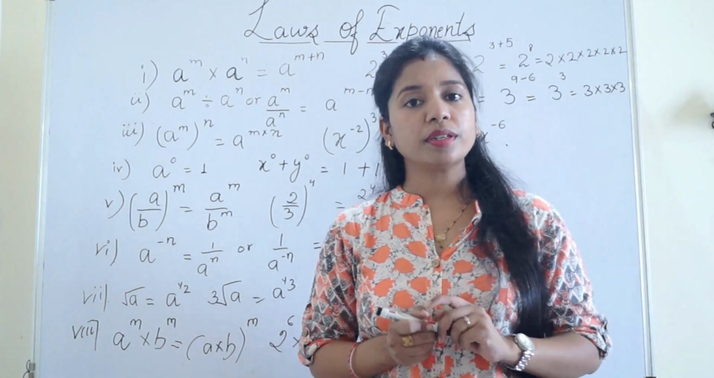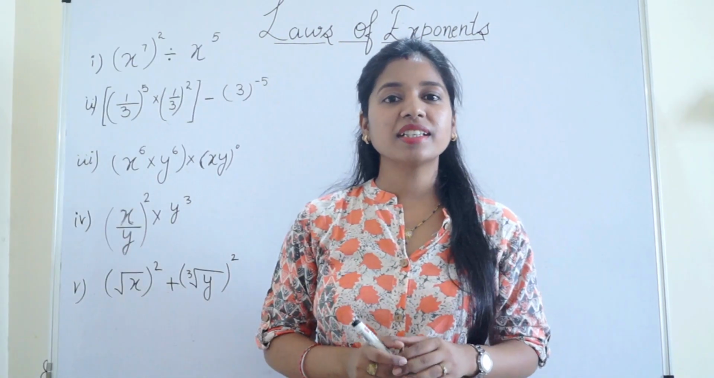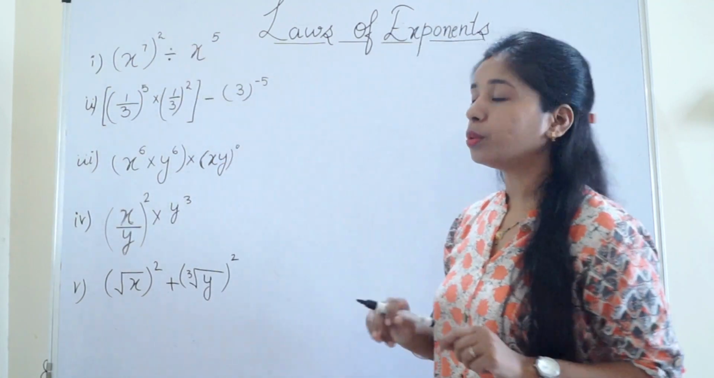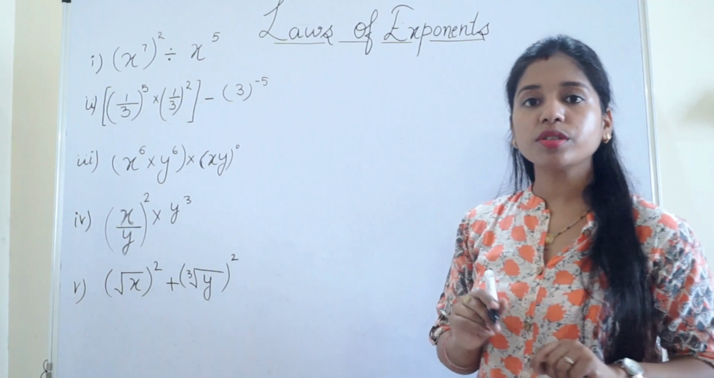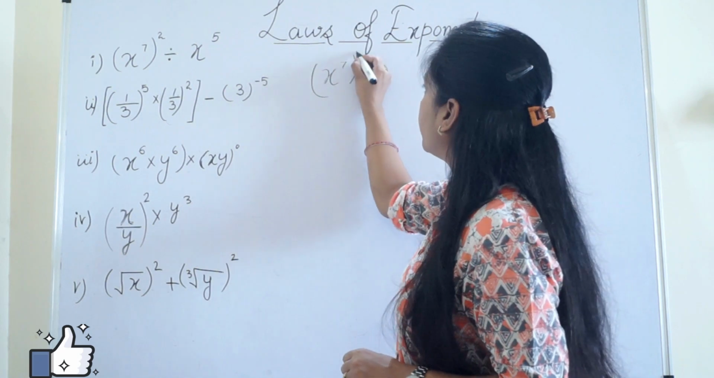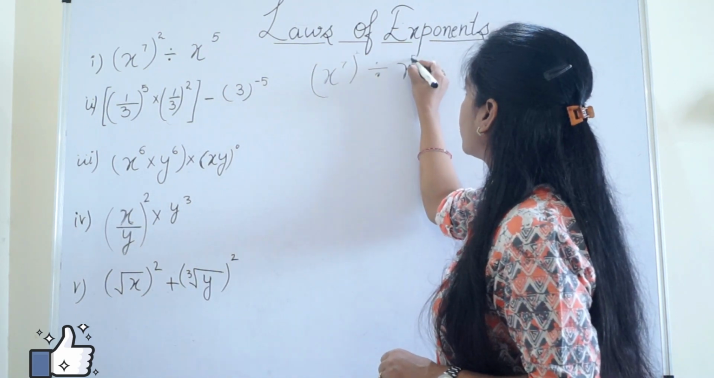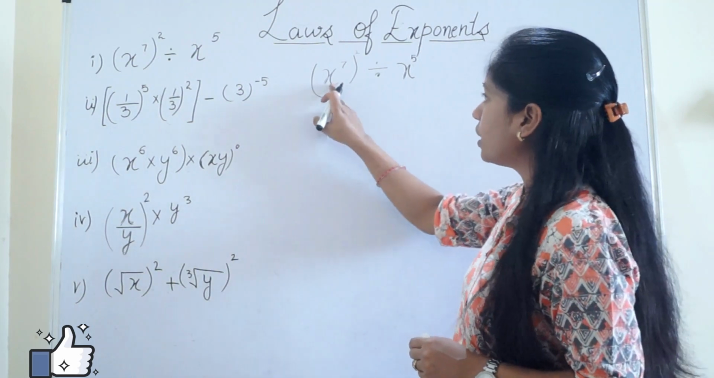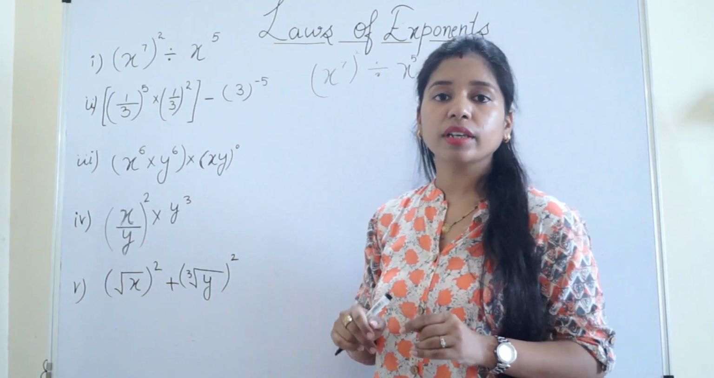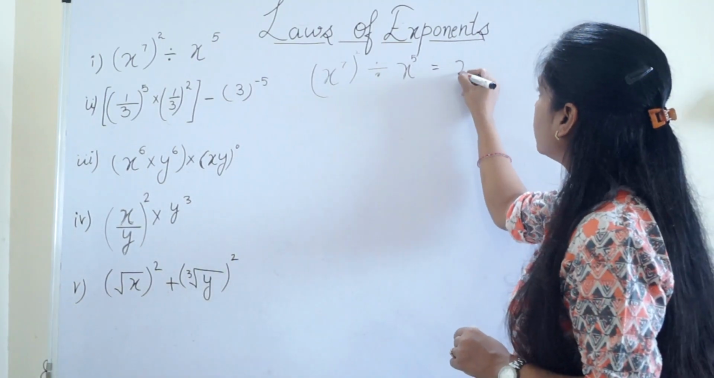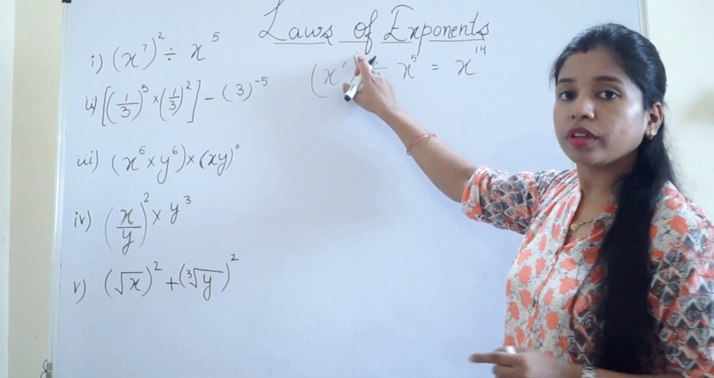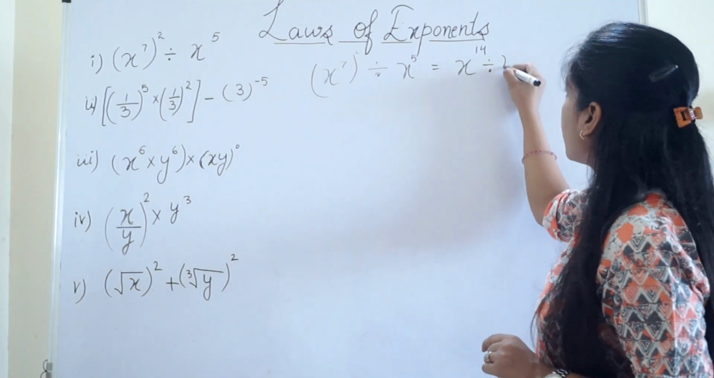Now let us discuss some problems based on these laws. First one is x to the power 7 whole power 2 divided by x to the power 5. How will you solve this problem? We have base x with power 7 and whole power 2, so these two powers get multiplied. 7 multiplied by 2 is 14, then we divide by x to the power 5.